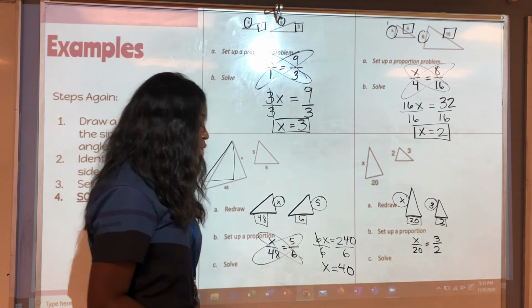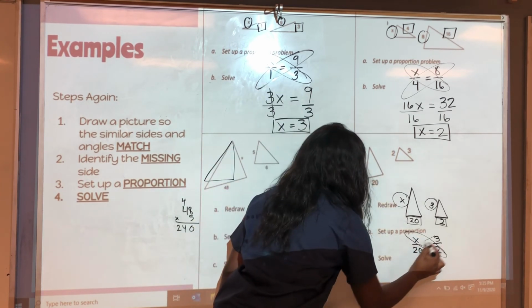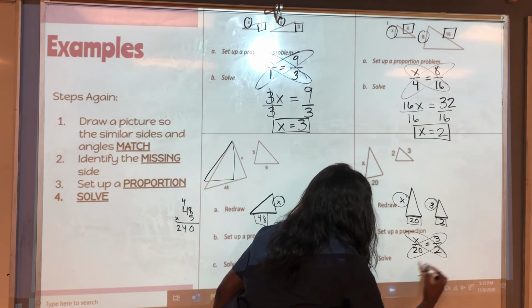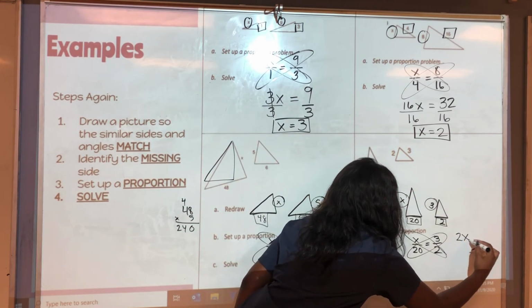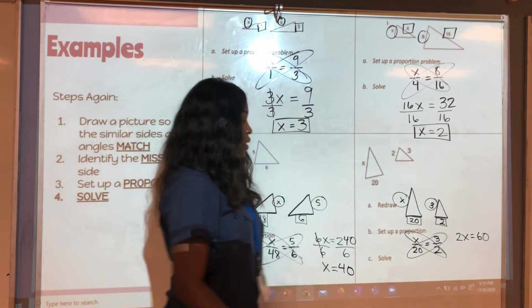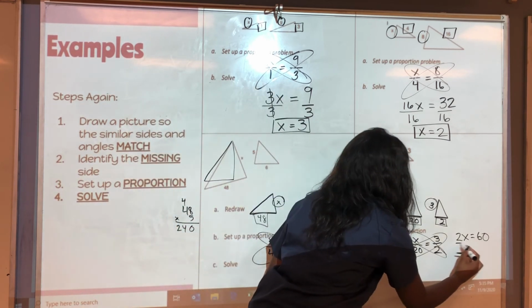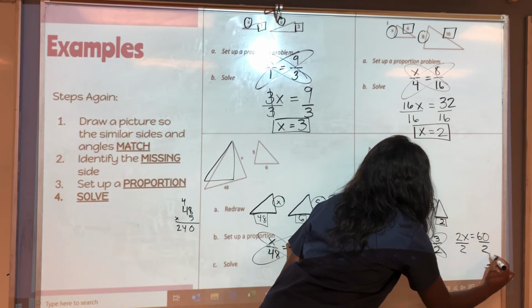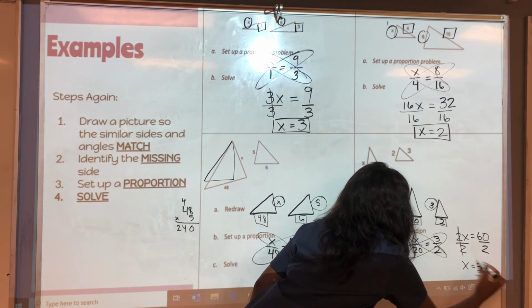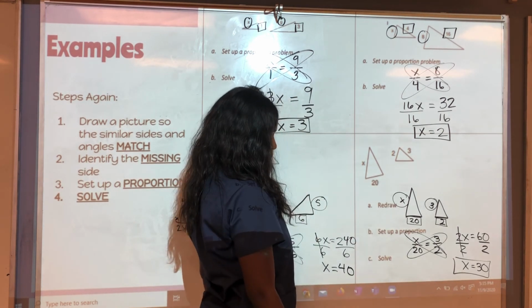And we're going to solve this using the butterfly method. X times 2 equals 20 times 3. That will give me 2x. 20 times 3 is 60. 2x equals 60. Remember, you're trying to get x by itself, so we're going to go ahead and divide by 2 on both sides. My 2's cancel. I'm left with x equals 30. So the missing side on that shape would be 30.